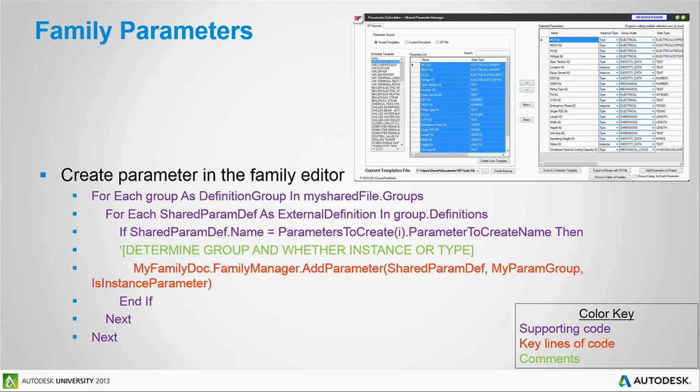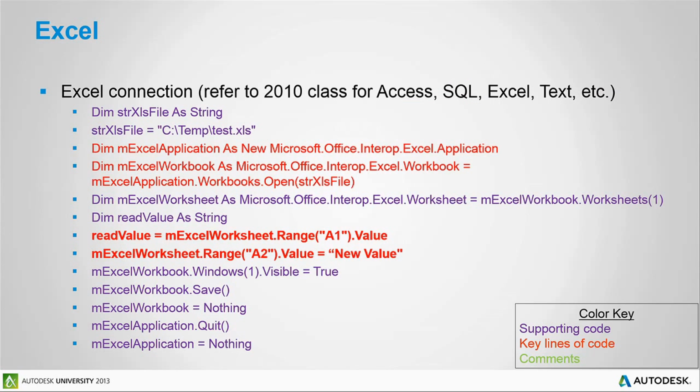You can either create one on the fly, or use an existing one, and specify which group, and whether it's an instance or type. That's documented in the software development kit, but this is how you do it. For each group in my shared parameter file, and then for each shared parameter definition, that's how you actually get these variables, and you can then use them in your code. Going through here, this is the last code, and then we're going to go through some other stuff really quick.